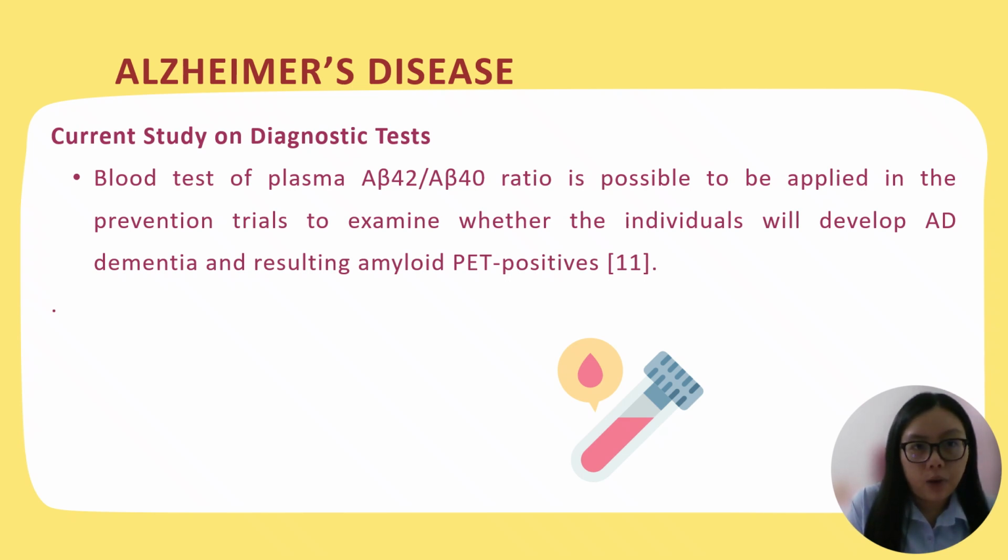Blood amyloid beta 42 to 40 ratio reflects the amyloid plaque burden in the brain and is applied in prevention trials and to assess whether individuals will develop Alzheimer's disease, dementia, and resulting amyloid PET scan positives.